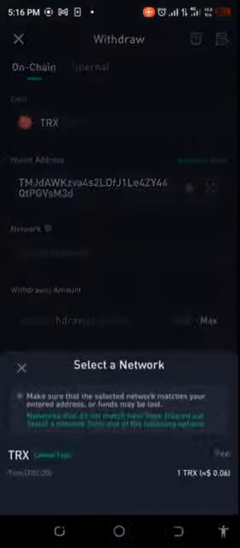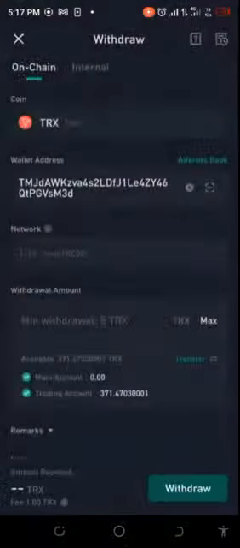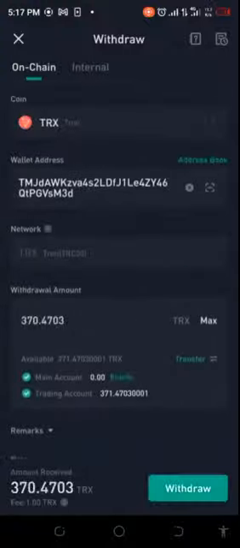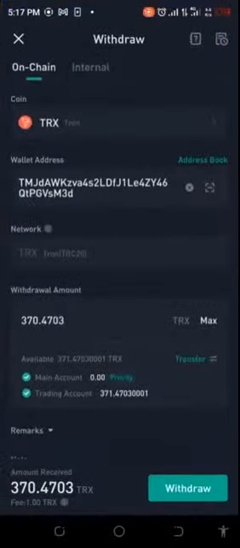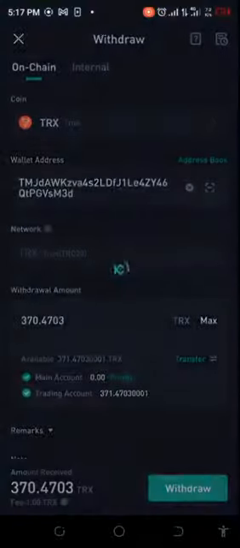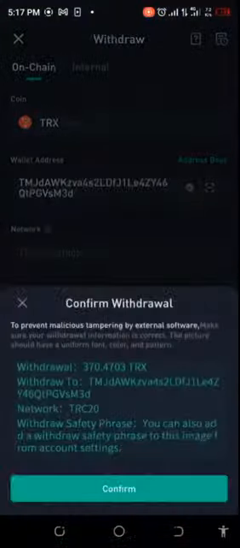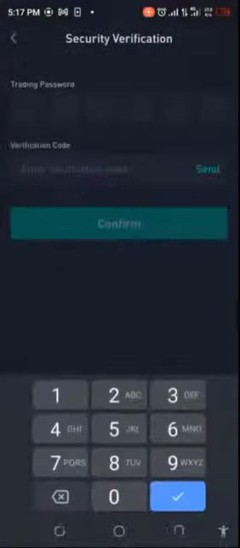The network is TRC20, obviously. Okay, and then I hope everything is there. Okay, max, everything. Of course, it's going to take its own delivery fee, which is 1 TRX, okay? So that's what it's going to give us. Let's now click on withdraw. Yeah, we're putting all the verifications, and we'll be back.